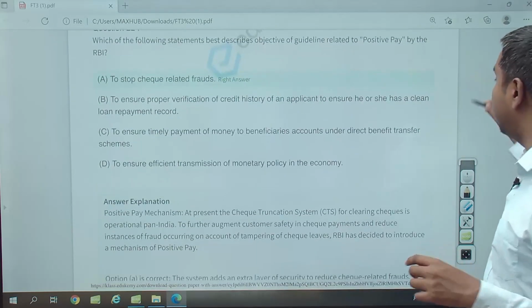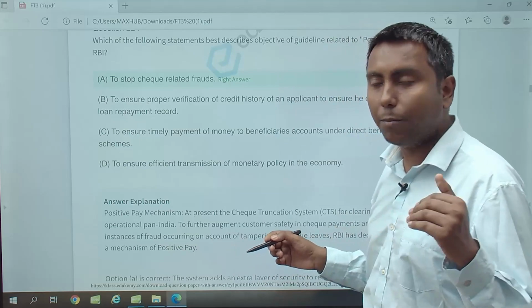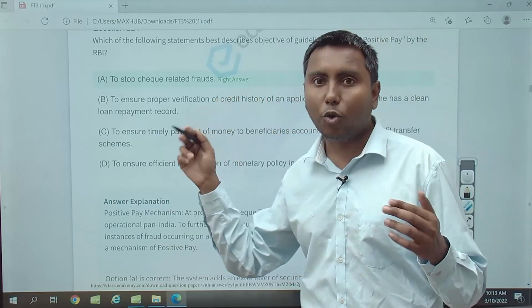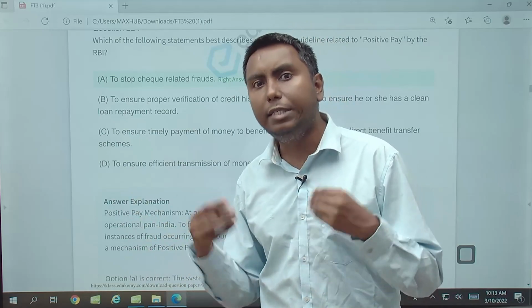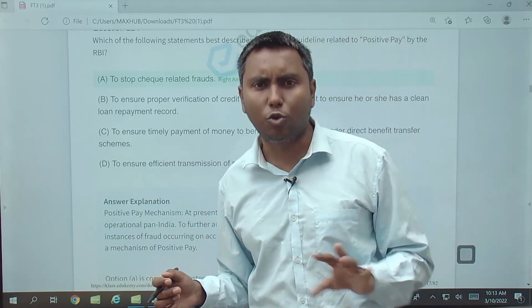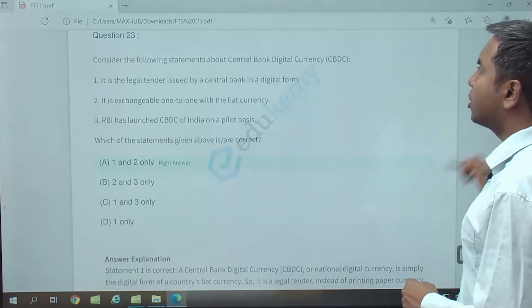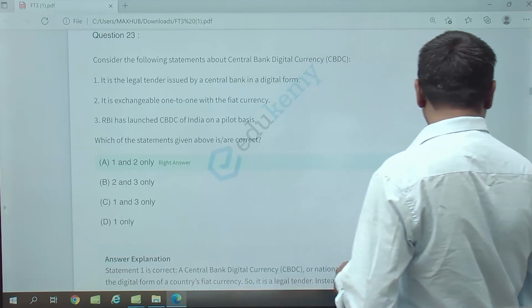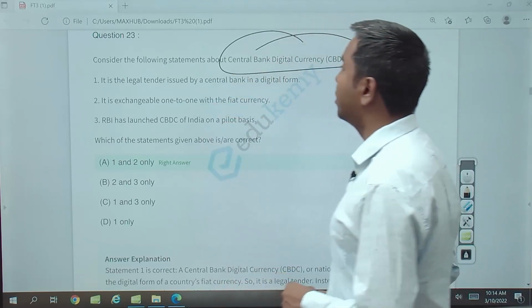So for these types of questions, you should be in touch with current affairs. But at the same time, the good thing about these questions is that they do not require your detailed understanding. As long as you have read somewhere that positive pay is related to cheque-related frauds, you can get it right. Question number 23 is about central bank digital currency, CBDC.